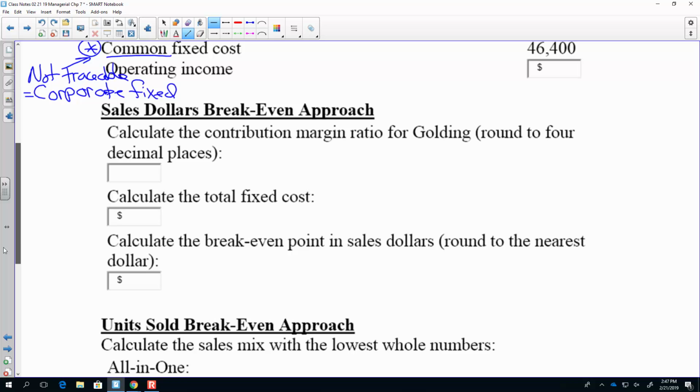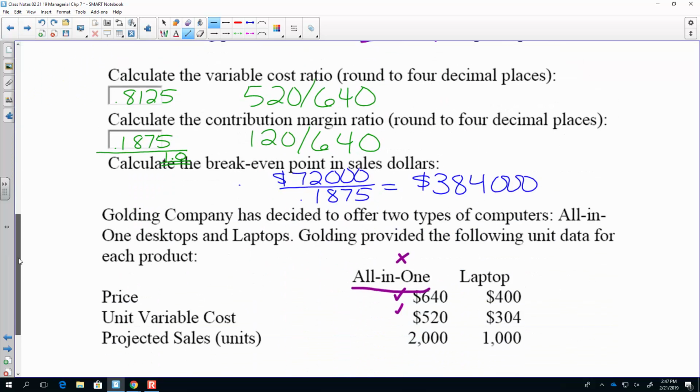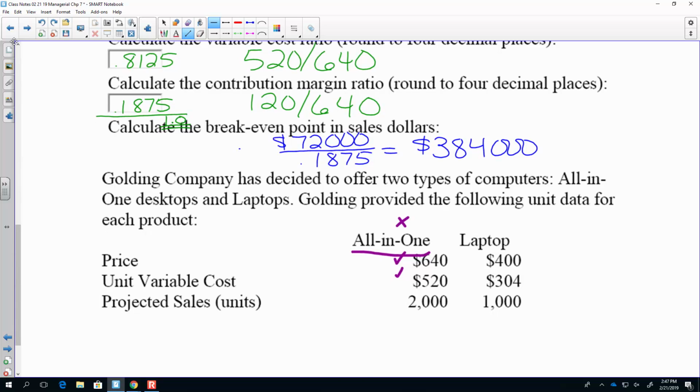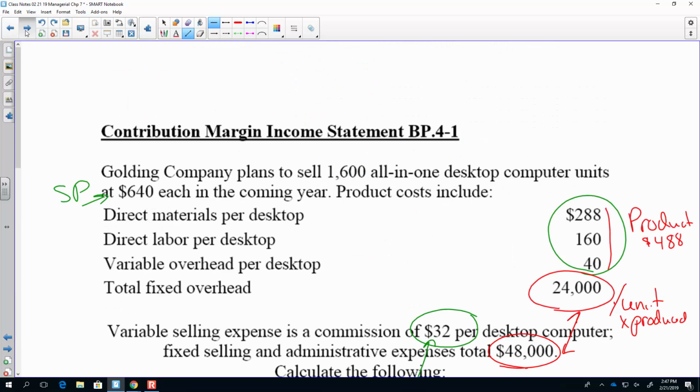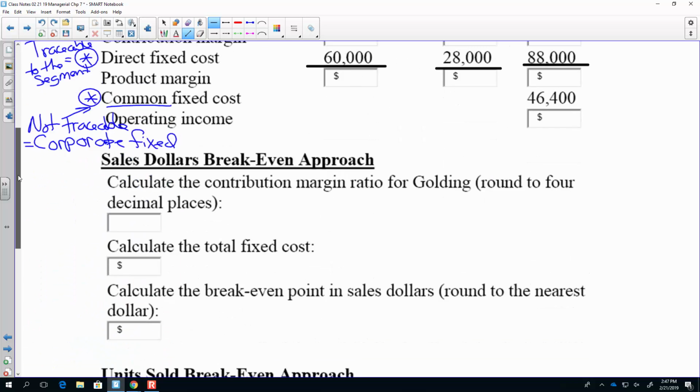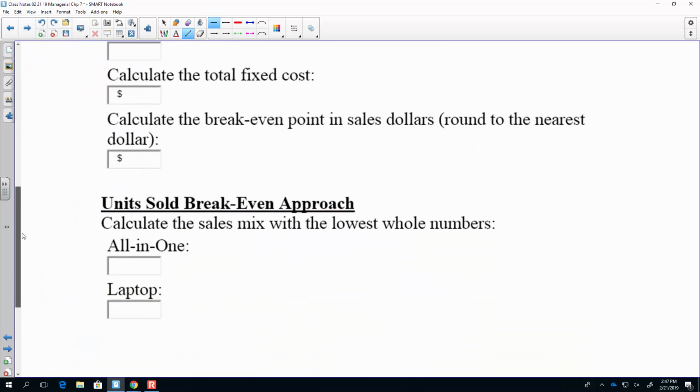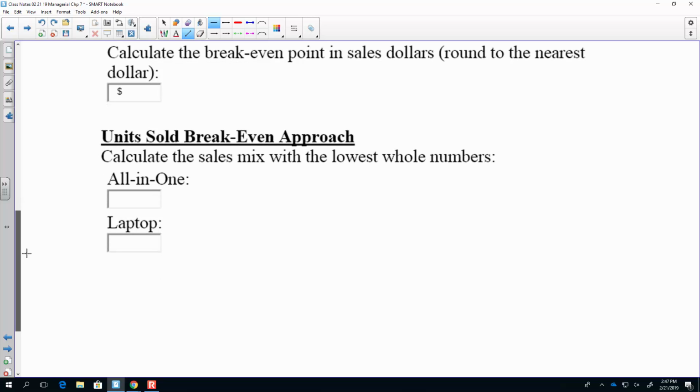Calculate the margin ratio for Golden. I don't want to do that either. That would have me do the whole thing. Let's do this. It's 2,000 to 1,000. 2,000 all-in-one to 1,000 laptops. That's a mix of 2 to 1, right? If I break it down to its lowest common factor.